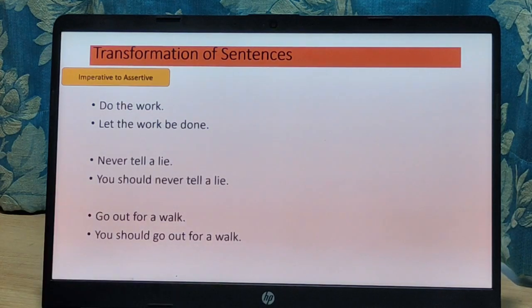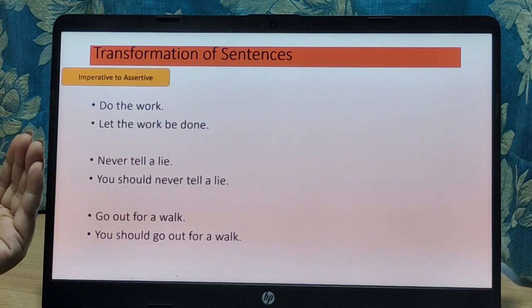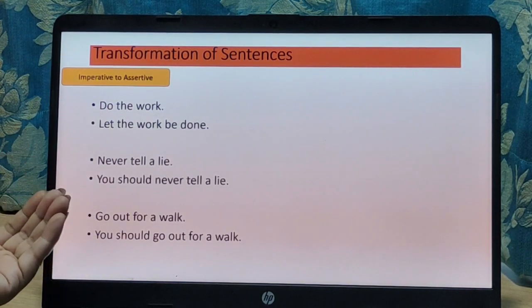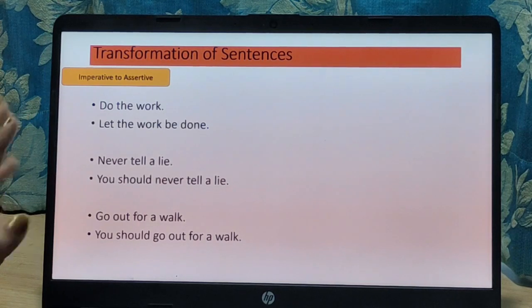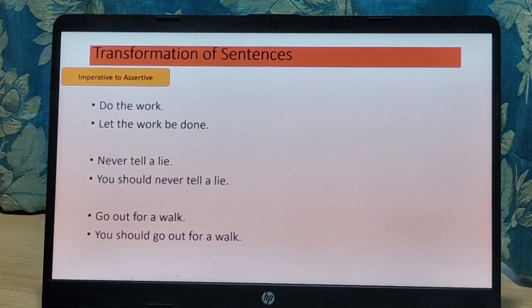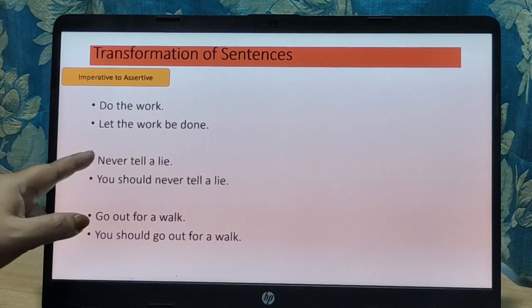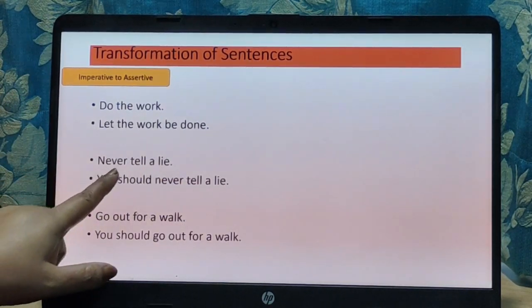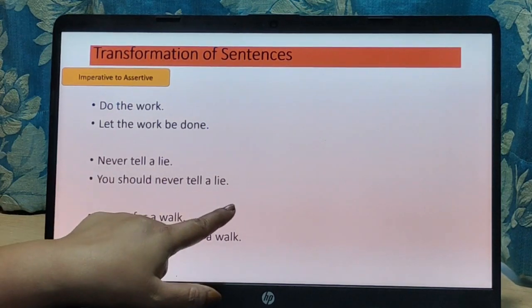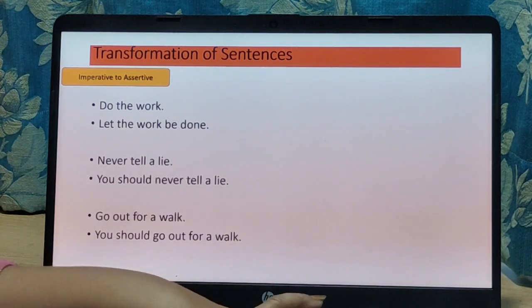The last one we are trying to do now is from imperative to assertive. "Do the work," becomes "Let the work be done." "Never tell a lie," becomes "You should never tell a lie." "Go for a walk," becomes "You should go for a walk." In "Do the work," there is no subject, but in such cases, when it's imperative to assertive, I have to introduce something. So these are the ways we transform from imperative to assertive.